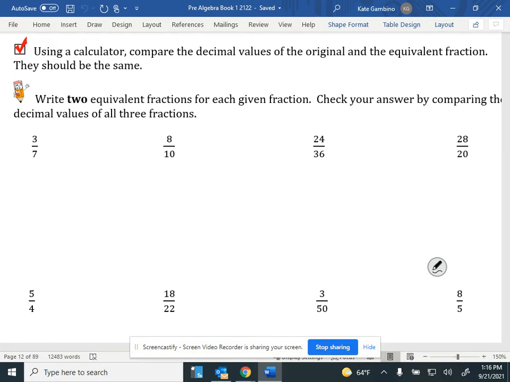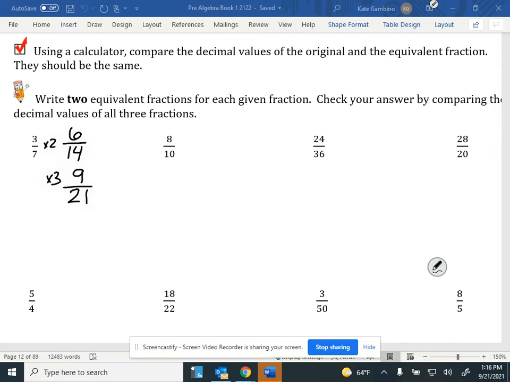What would be an equivalent fraction of 3/7? Ethan. We multiply it by 2 and we get 6/14. What would be another one? Sam. If we multiply it by 3, we get 9/21. They are all equivalent fractions. If we divided them all on our calculators, we would get the same decimal. So they are equivalent fractions.